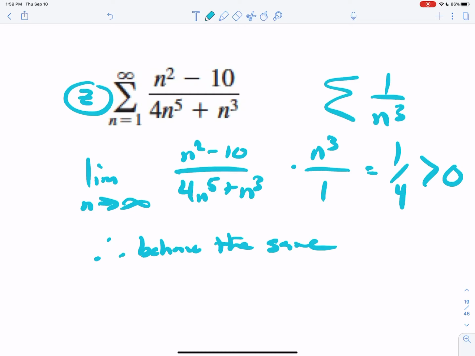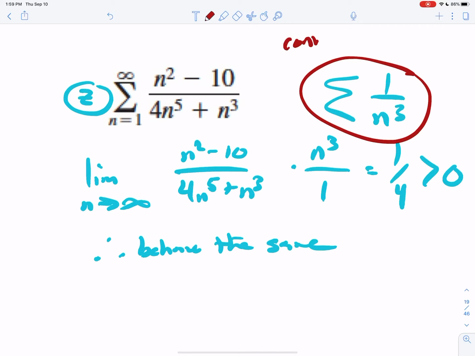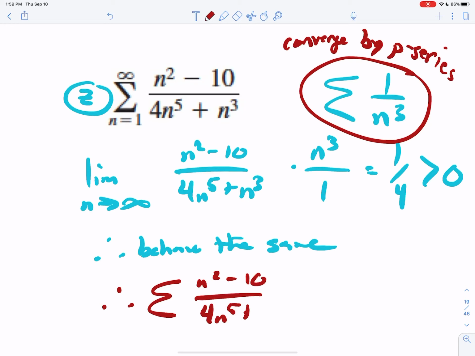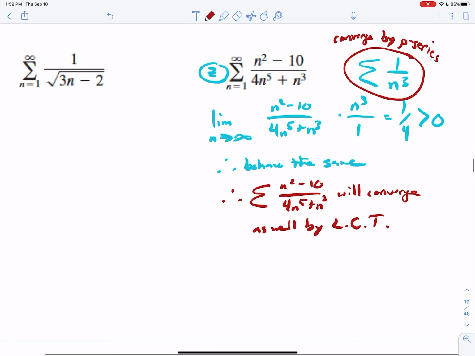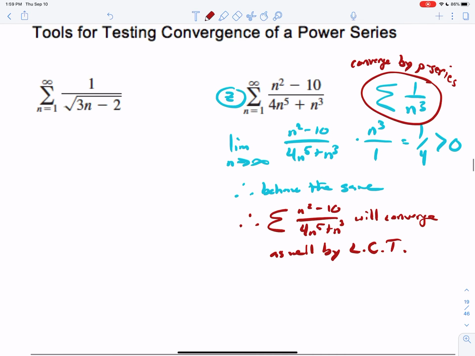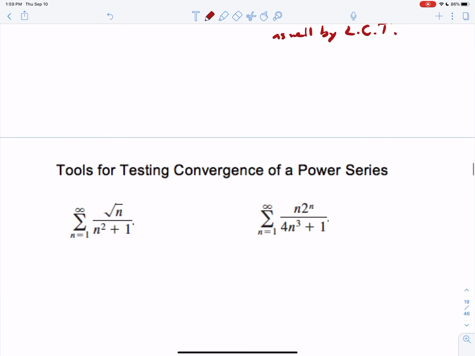Okay, what do I know about this series right up here? Definitely P-series. I know that it will definitely converge by P-series. So if this one converges, then I know the other one has to behave the same. So therefore, (n^2-10)/(4n^5+n^3) will converge as well by the limit comparison test. Okay, that's it. I'll leave these three examples for you to try, but if you want to go over it, just reach out to me there, okay?